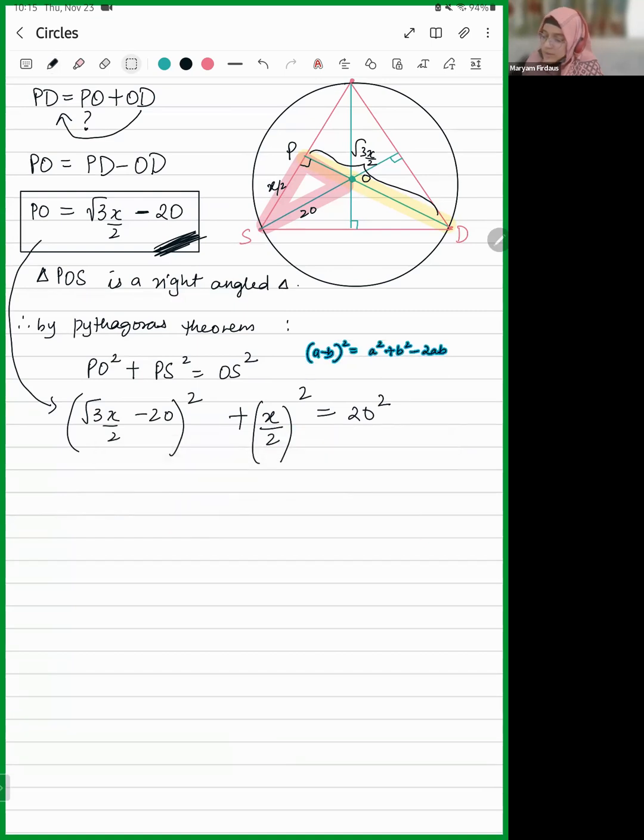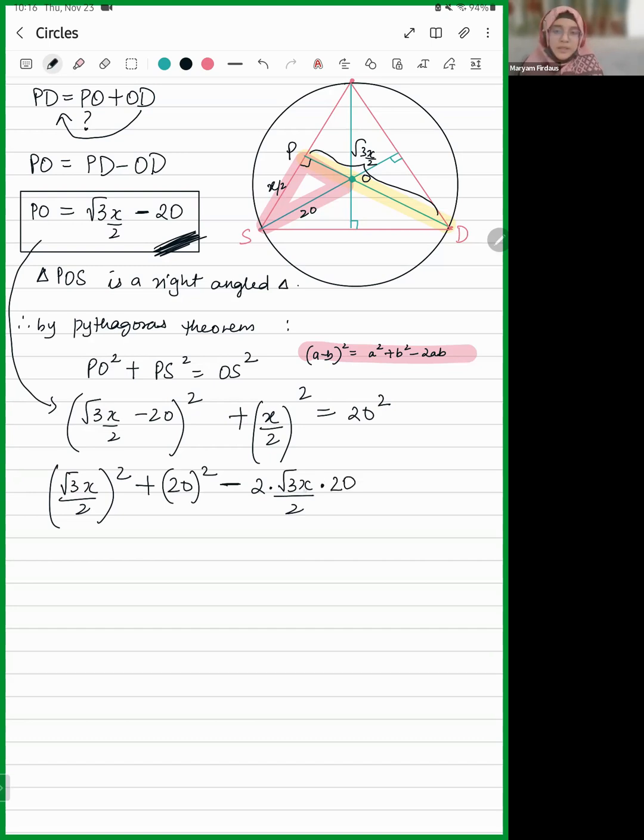Okay, (a minus b) whole square is a square plus b square minus 2ab. So we're going to apply that. This is a, this is b. This is (a minus b) whole square, right? So (a minus b) whole square is a square, a square. You have to do whole square, remember. Plus b square minus 2 times a into b. This dot means into. Okay, so this is our formula.